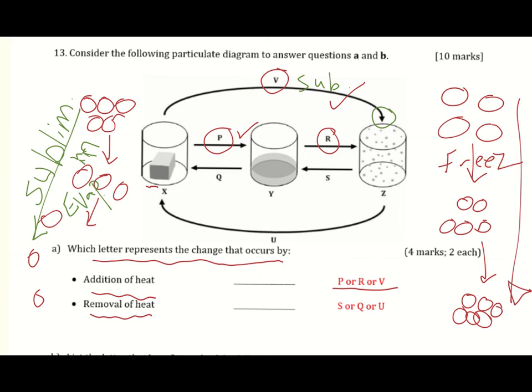Both of them happen by removal of heat. So which change here in the diagram is from gas to liquid? This is gas and this is liquid, so S represents condensation, while Q, liquid to solid, represents freezing, and also the deposition, which changes substance from gas to solid, U. So you can choose any of those letters.